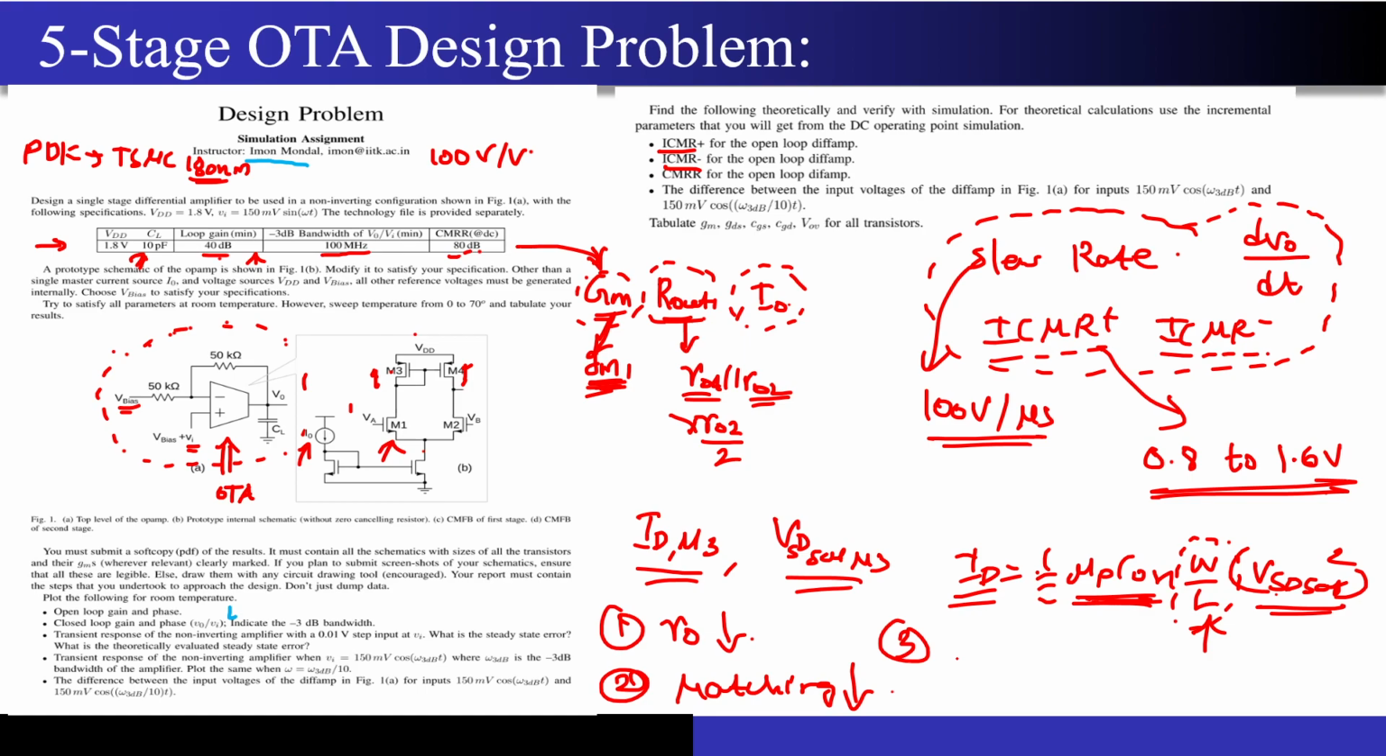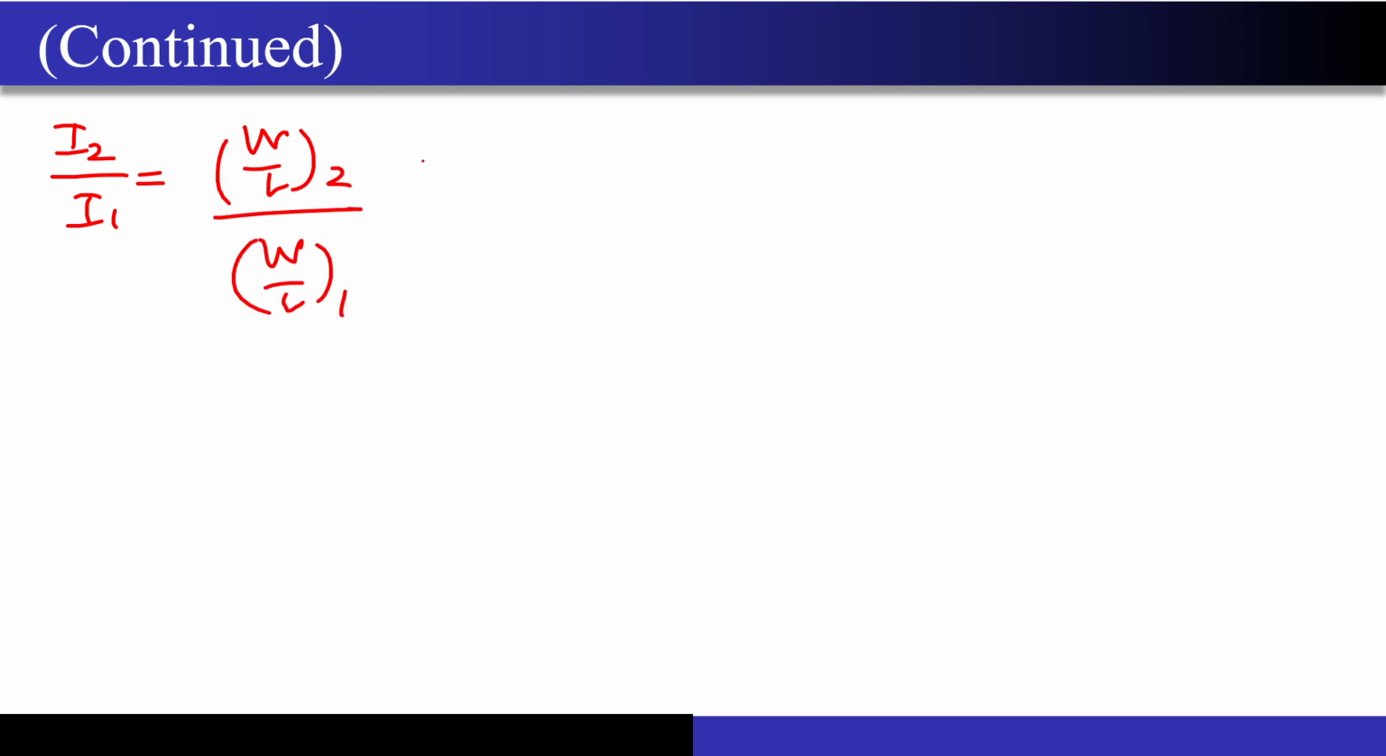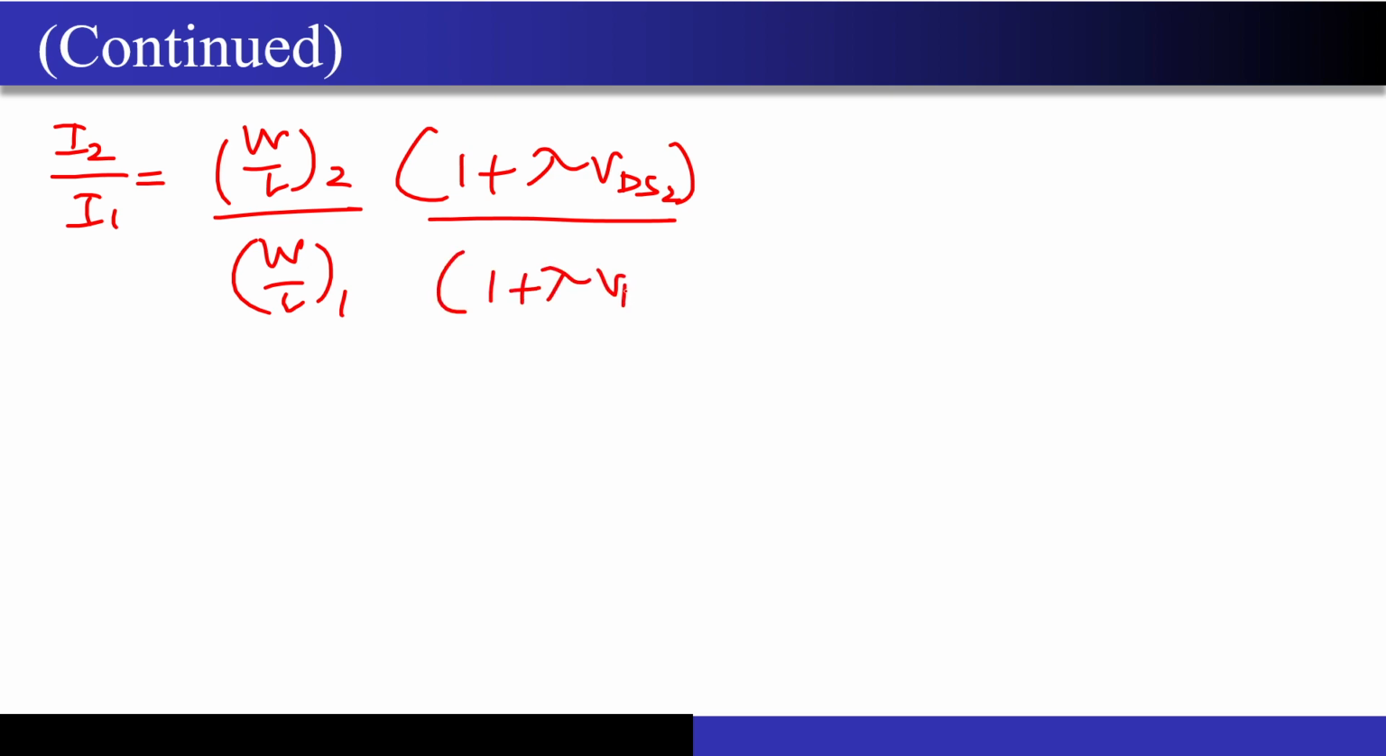And third, it will degrade the current mirroring action. You remember, if you have not studied this, let me just help you with this. The I2 by I1 ratio, correct? You may have seen that it may just depend on W by L ratios of transistor 2 and 1. But remember, if your transistors suffer from the channel length modulation, you just cannot ignore this particular factor.